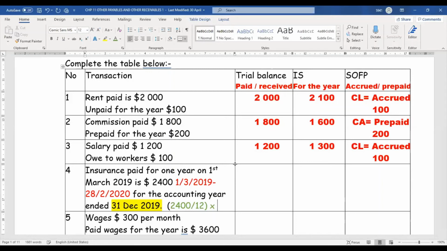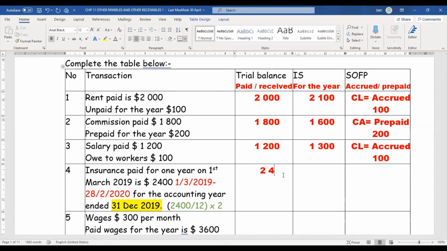Times with how many months extra? 2 months extra. So if we take a calculator, we calculate 2,400 divide 12 times 2. I get 400. So this 400 is prepaid. So we try to fill in how much we paid.